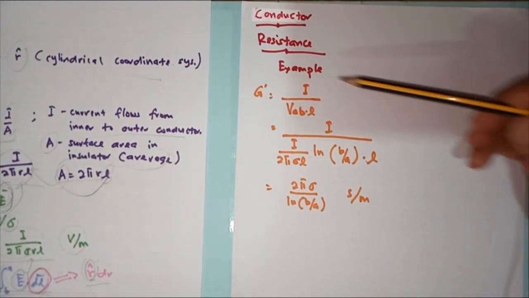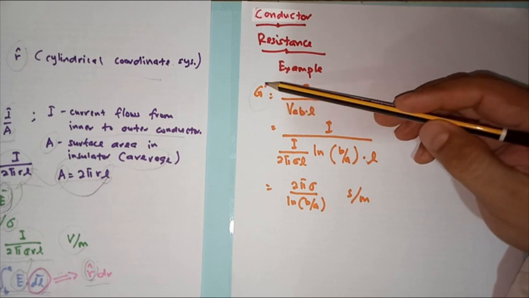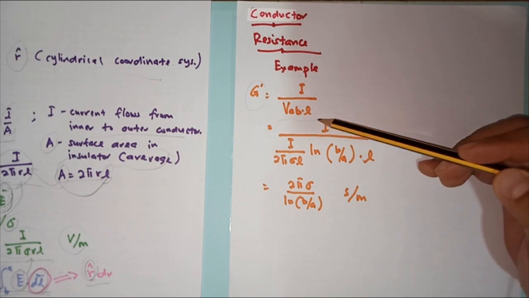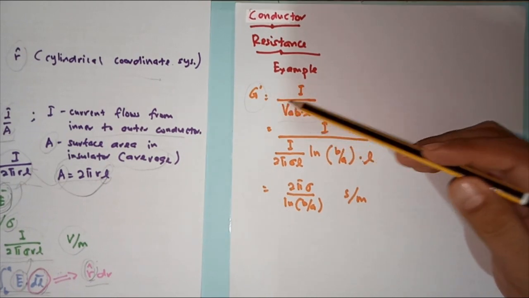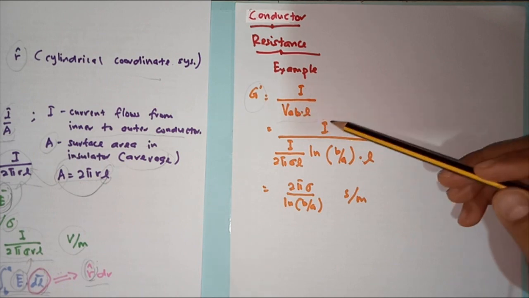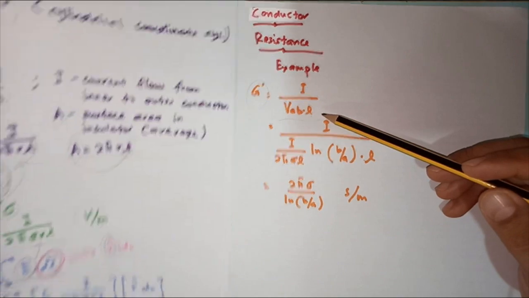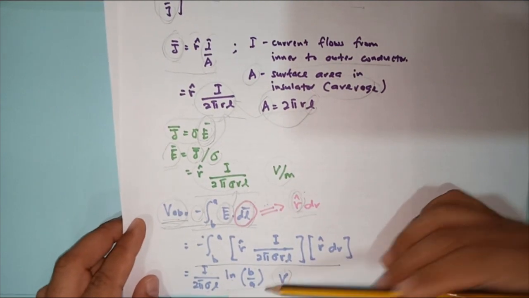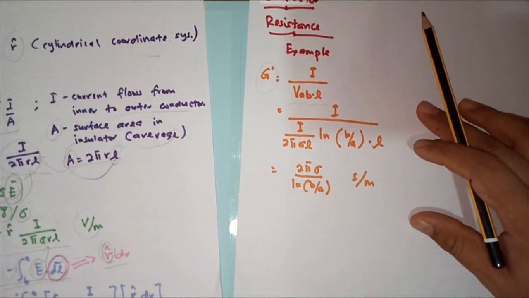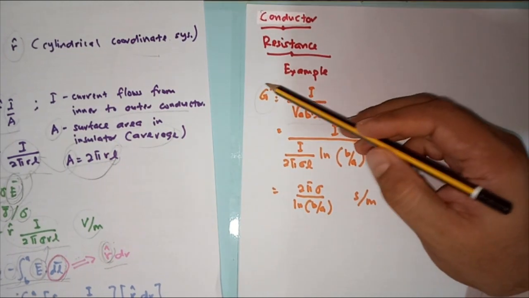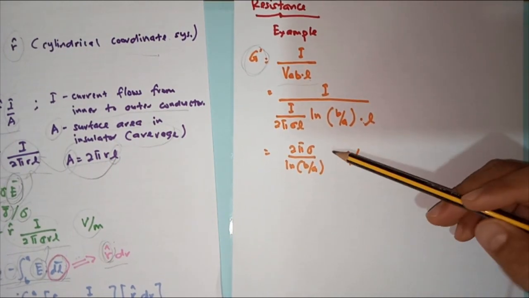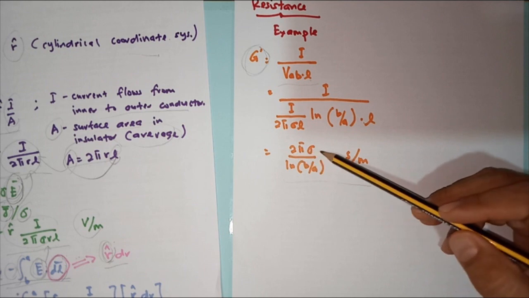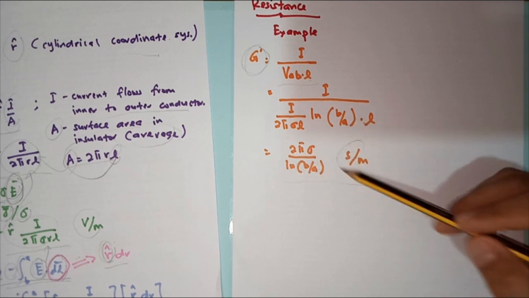In order to find G prime, or G per unit length, this is the expression we need to use, whereas G prime is equal to I divided by VAB multiplied by L. By replacing VAB with the expression we derived just now and putting it into this formula, the value for G per unit length is represented by 2 pi sigma divided by ln B over A, in Siemens per meter.